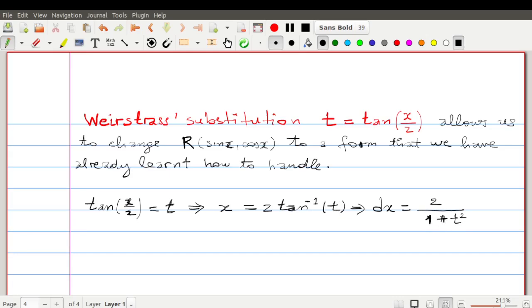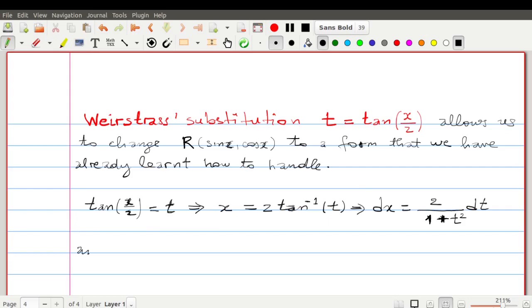So when we differentiate the tan inverse function, of course because there is dx here, there should be dt on the other side, so this is dt. And similarly, we can find the expression of sine x and cosine x, right?